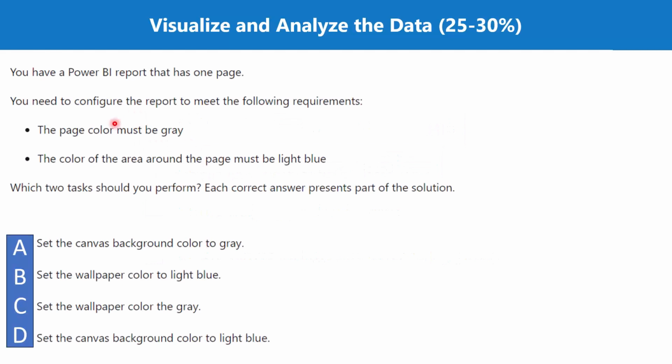So if we have a look at the requirements, this part, which is the page color must be gray, is actually pointing to the background color of the report. And then around the page we have the wallpaper color. So the wallpaper color has to be light blue. So that is why option A and option B are the correct answer to this question.